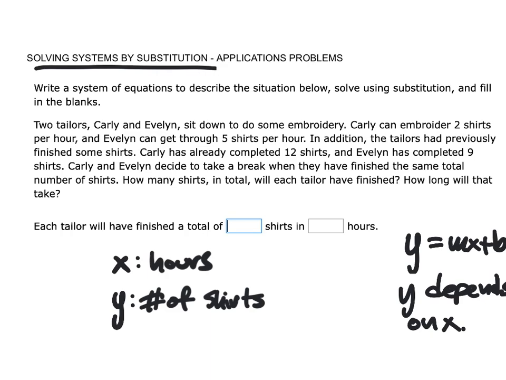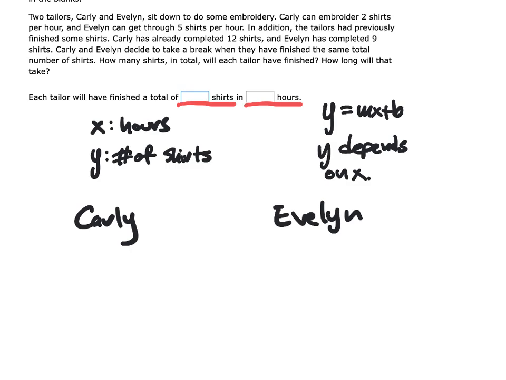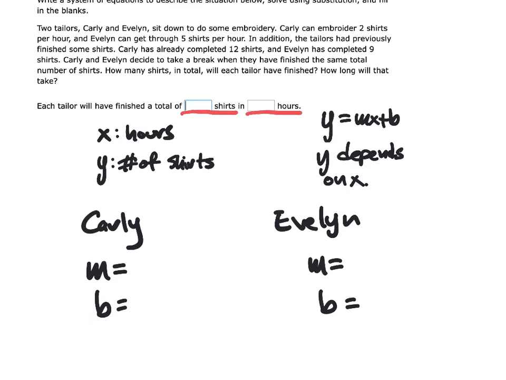Now notice that when you look at the question, it says blank shirts, blank hours. You have to determine what depends on what. In this case, however long you're working on embroidery, the number of shirts created depends on that. So we have the number of shirts and the number of hours. We're going to set up an equation for Carly and an equation for Evelyn. In this scenario, we have a slope and a y-intercept for Carly, and a slope and a y-intercept for Evelyn. So we go back to our reading.